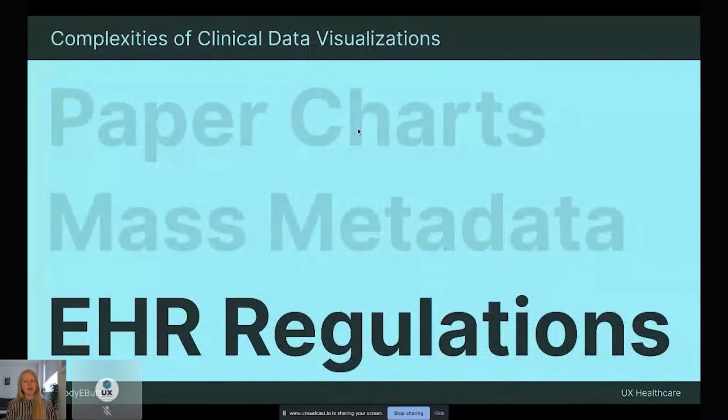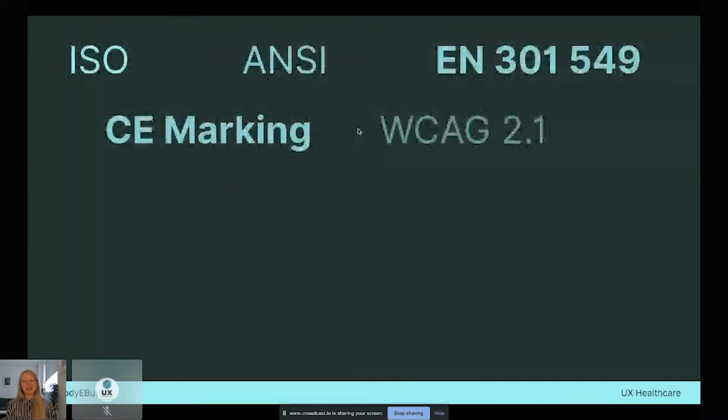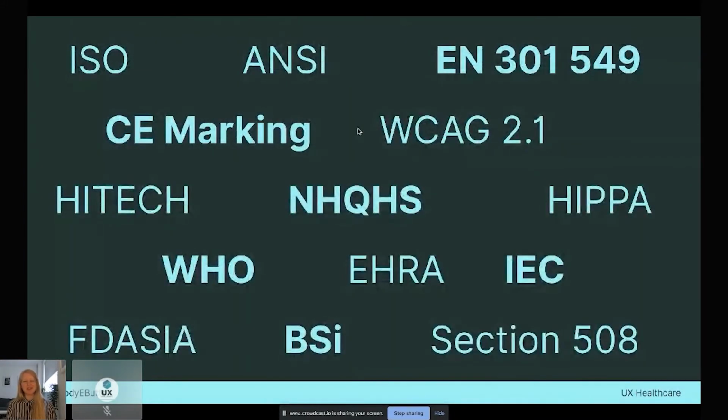So third, EHR regulations. So here's a giant list of acronyms that you're probably familiar with, at least some of these. So both nationally, regionally, and internationally, there's a number of regulations that impact all of our work, whether it's for patient safety, patient privacy, accessibility, etc. And something that was really surprising to me over my past several years at Cerner is how much these things actually drip into and impact the way that we're designing our products.